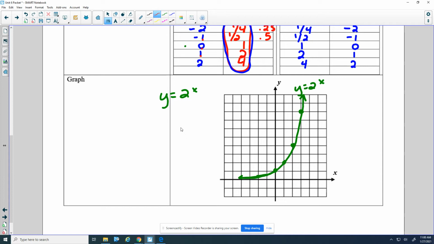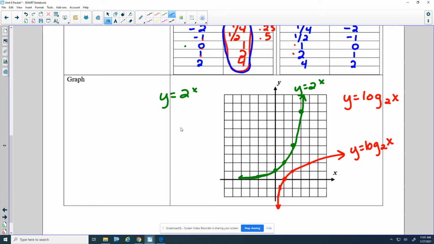So if I graph log base 2 of x, I'm going to do that one in red. Okay, so here, 0, 1, or 1, 0, sorry about that. So 1, 0, 2, 1, 4, 2. Okay, and these ones are in here like this. So this is my y equals log base 2 of x graph. And that's what exponential and logarithmic graphs look like.